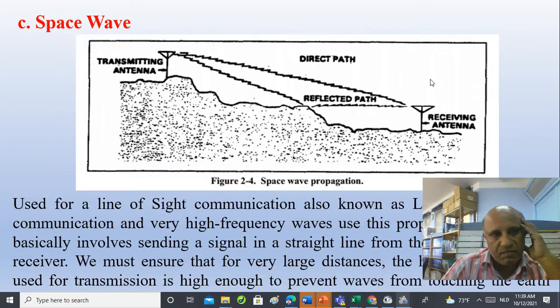Space wave. The third type of communication or transmission is the space wave. We use the space satellite. It's not a satellite, maybe some kind of, or less than, a satellite. It is used for line of sight communication. Here there is no reflection. The waves travel in a straight line, as you see. This is a straight line.